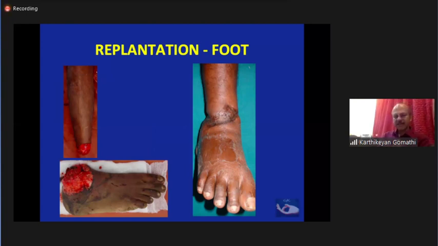Now, as far as the lower limb is concerned, usually we do not think much about replantation because good prostheses are available. But it is always good if the patient is able to get back his own foot and walk on that foot, because he will have a nice sensate foot. And this patient had a very good result.